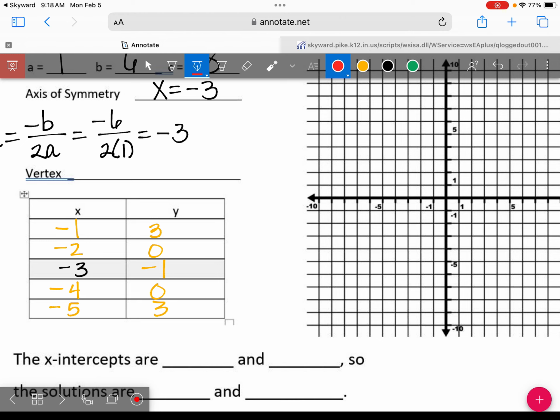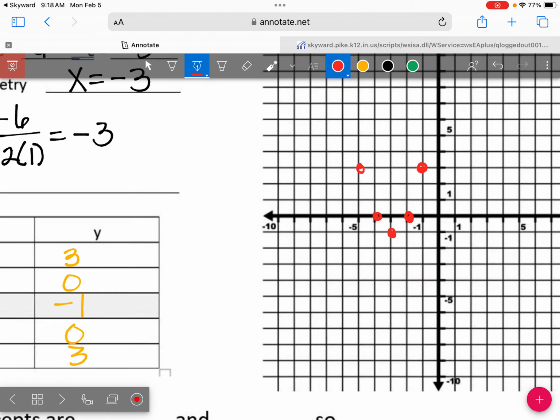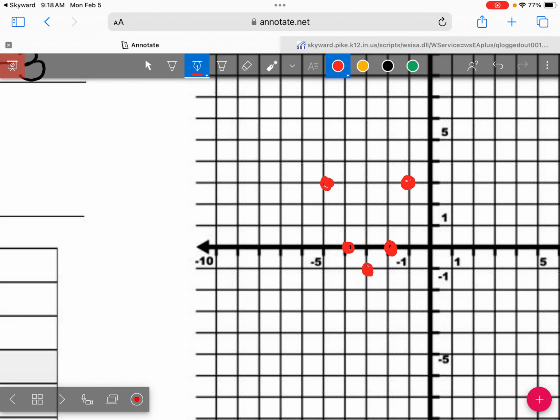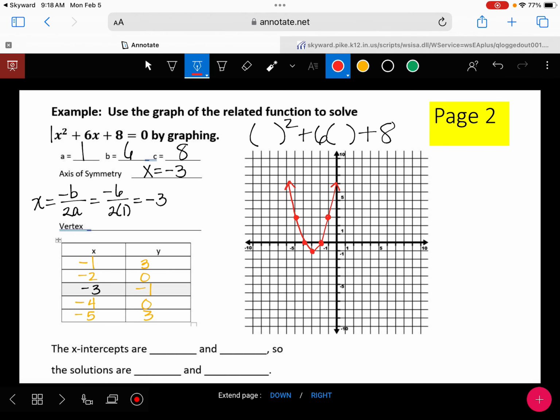So -1, up 3. And then -2, 0. -3, down 1. -4, 0. -5, up 3. So this will be my graph.